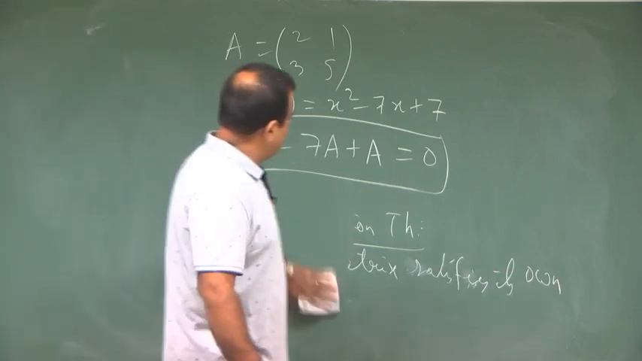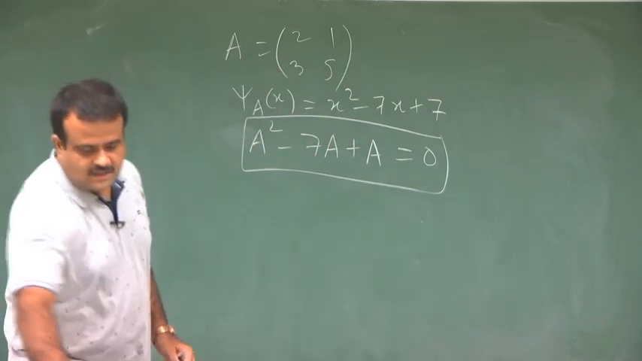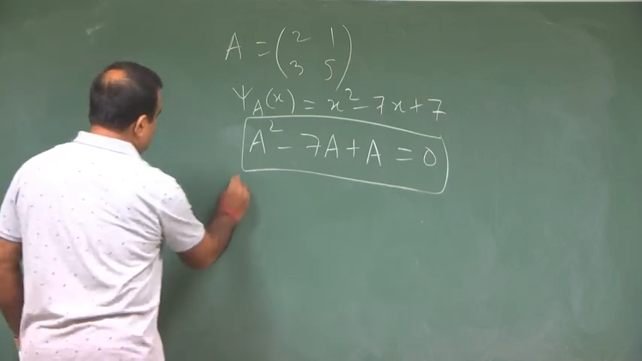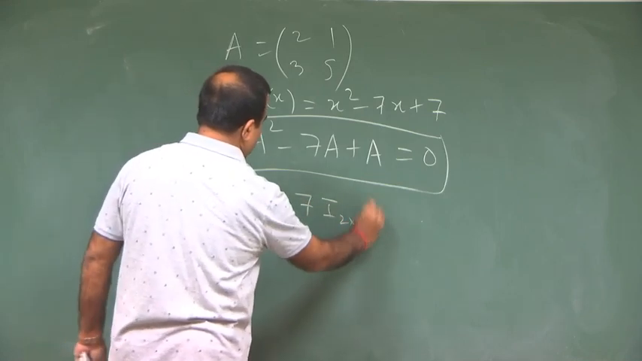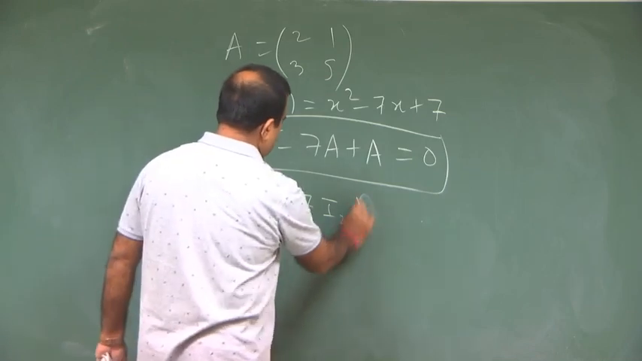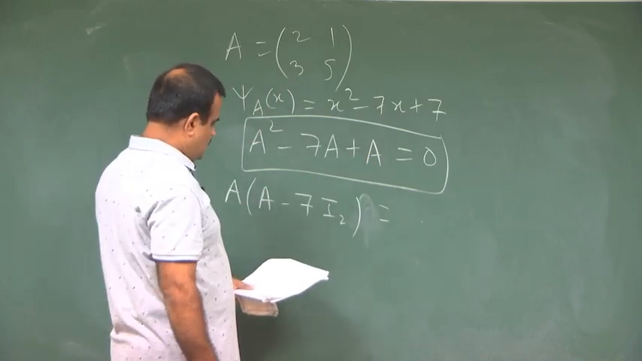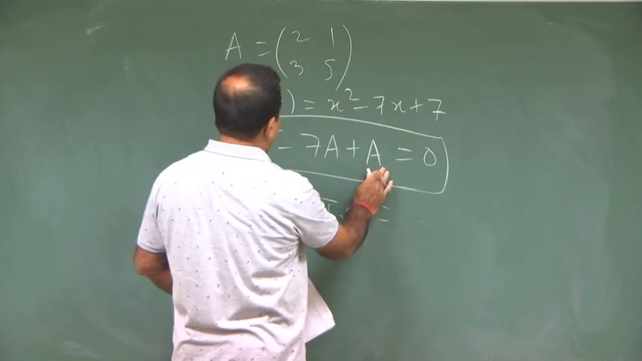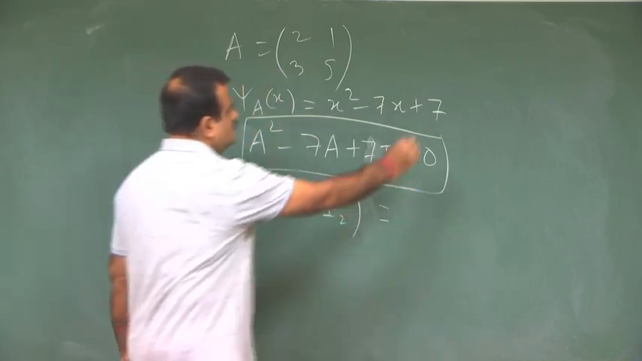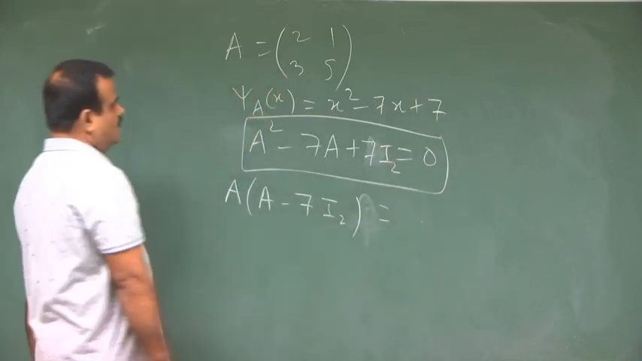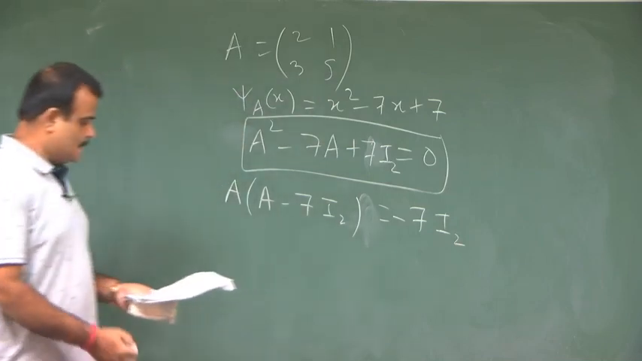Now from here, how can we get the inverse of this matrix? We can just do like this, take A common: A minus 7, with I 2 the identity matrix of order 2. This is equal to minus 7 I 2. If we replace by this matrix, we have to get the identity matrix. So, this is minus 7 I 2. This is the way.